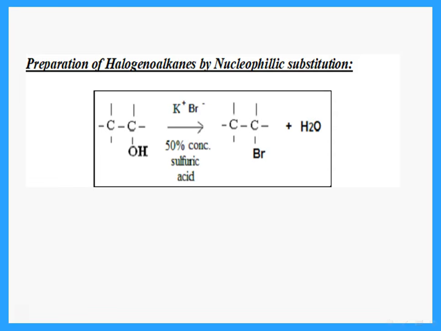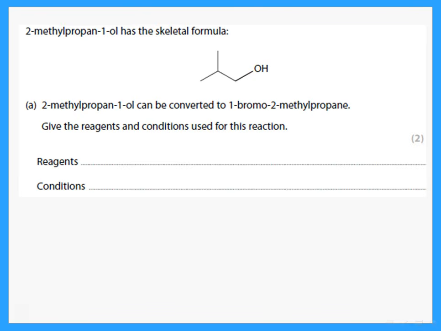How do we make halogenoalkanes? We already said if I want to change OH to Br, then I can use potassium bromide and 50% concentrated sulfuric acid. So this question, for example, says 2-methyl-propane-1-ol has the skeletal formula of this. 2-methyl-propane-1-ol can be converted to 1-bromo-2-methylpropane. So he's trying to remove the OH and put Br. What are the reagents and conditions? The reagent is KBr and 50% sulfuric acid, and the condition is heat under reflux. That's what we should do.